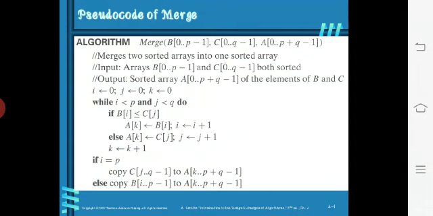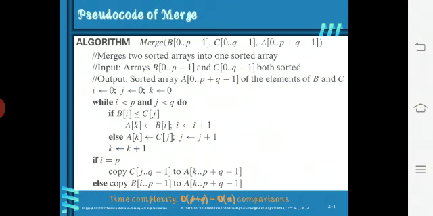I'll choose whichever is lesser and store it back in A, and I'm going to increment. If I pick an element from the left half, I'm going to increment my i index by 1. If I pick an element from the right half, I'm going to increase my right index by 1. Finally, I'm going to get back my solution. So the complexity is as follows.